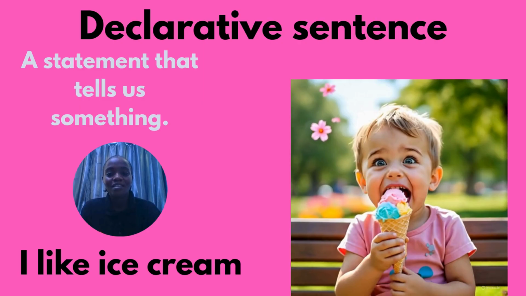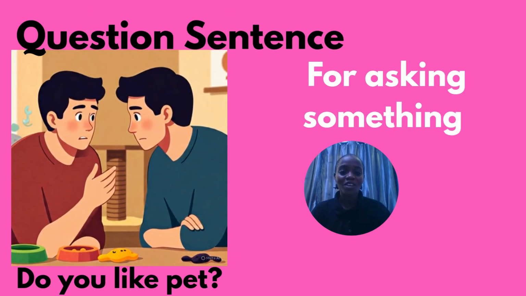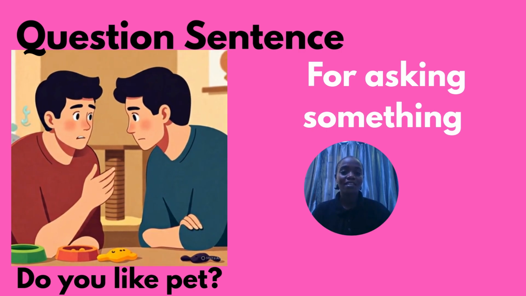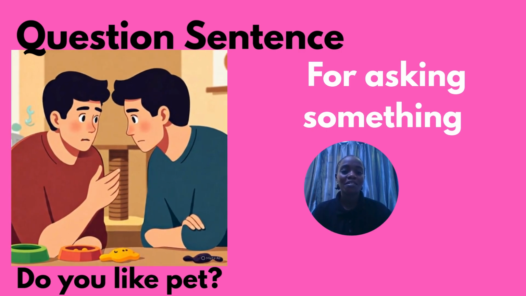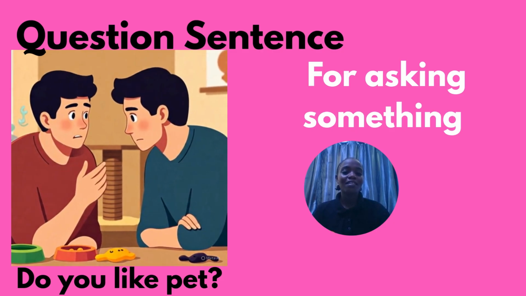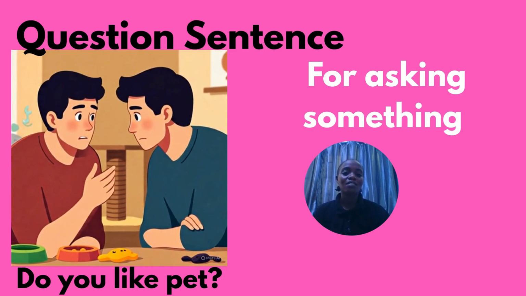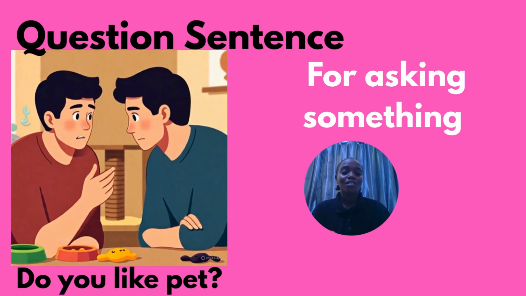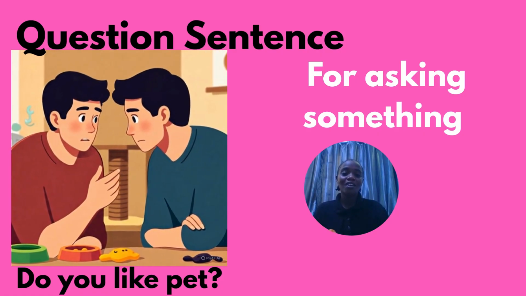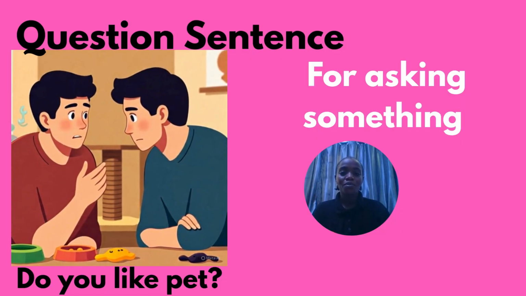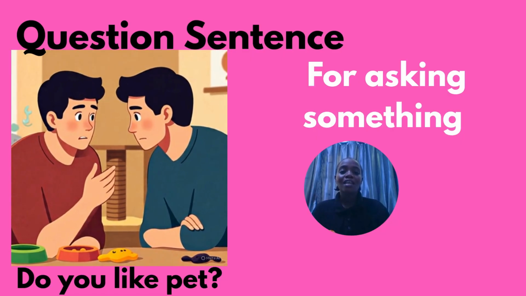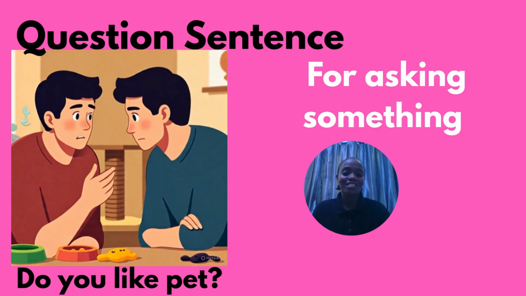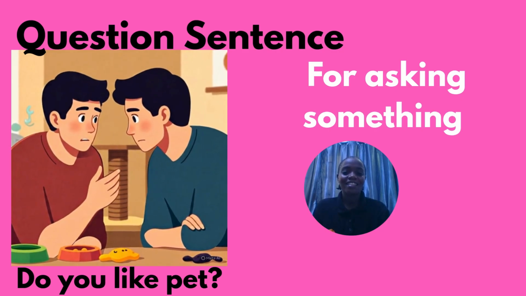Declarative sentences. And another type of sentence we'll be talking about here is the question sentence, otherwise known as interrogative sentence. The question sentence is used for asking something. For example, do you like pet? What is your name? How old are you? All these are asking to know one information or the other. So they are referred to as question sentence.